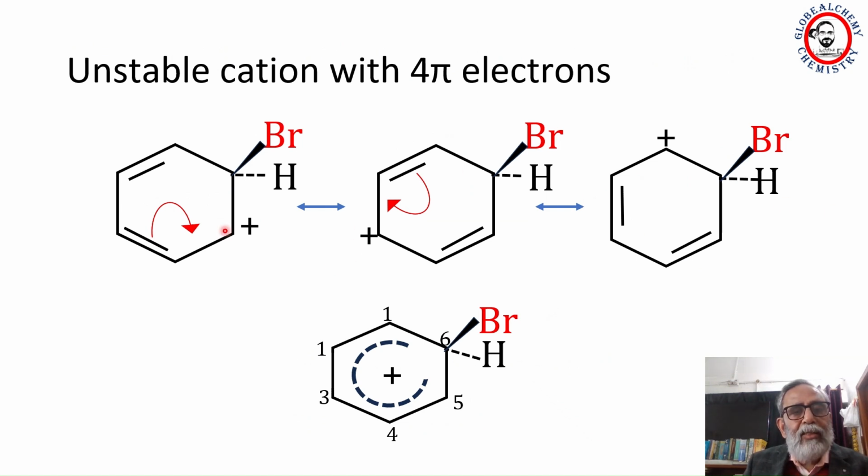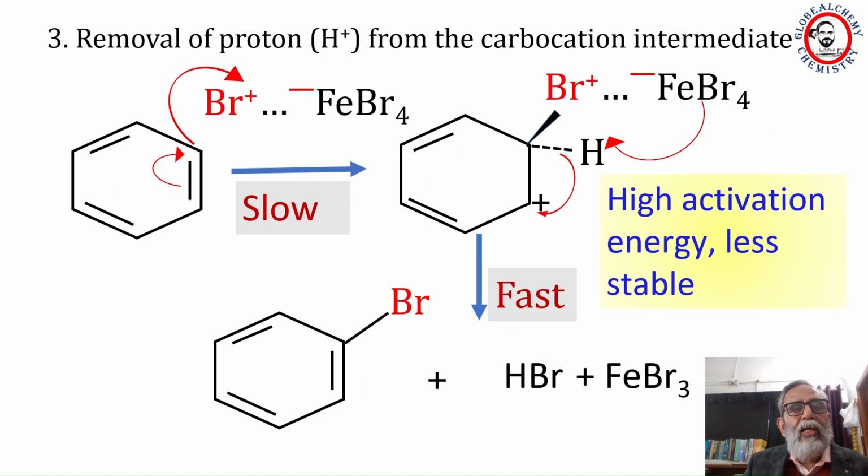This unstable cation, that is the intermediate formed by aromatic substitution, no longer has an aromatic structure. It is unstable with 4 pi electrons, which delocalize over the 5 carbon nuclei. And this is the resonance hybrid of these structures. This is an unstable cation.